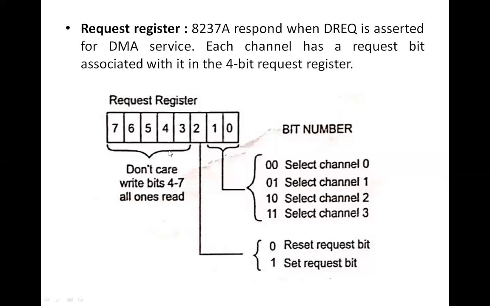And bit number 3, 4, 5, 6, 7 are don't care bits. These are bits from 4 to 7, and all 1 is being read. Either it will be 0 or it will be 1. So this is the purpose of the request register. Now each register bit is either set or reset separately by using the instruction or by using the program.